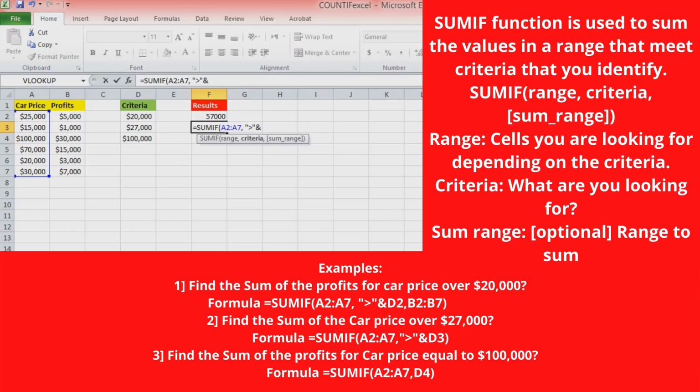Note, whenever using SUMIF, and you find words like over, less, more or greater than, you must include a symbol in quotes in relation to the word in question. Therefore the sum of the car price over $27,000 is $200,000.